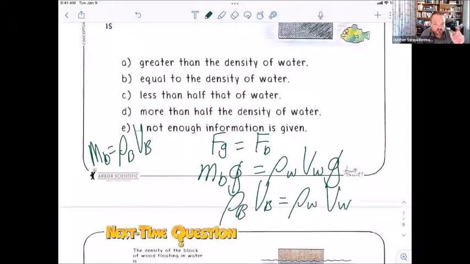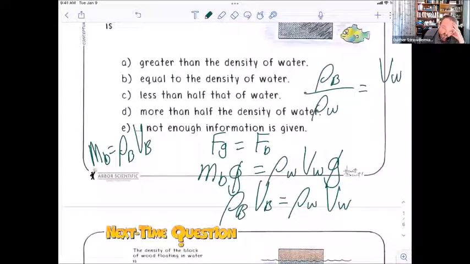What this allows me to do is get a ratio of densities equal to a ratio of volumes. Specifically, the density of the block over the density of water, where the density of the block is going to be less, is equal to the volume of water moved out of the way divided by the volume of the whole block. The volume of water moved out of the way is the volume of the block that's submerged, and the volume of the block is the volume of the whole block. That's equal to the ratio of the densities. The density of the block in this case is less than the density of water because it's floating. And so the ratio of the densities is equal to the ratio of the volumes.